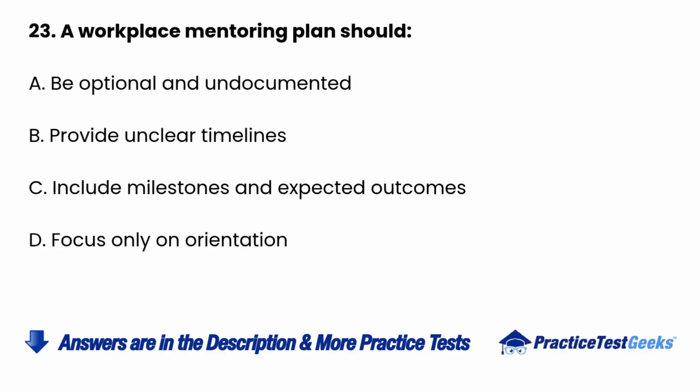23. A workplace mentoring plan should: A. Be optional and undocumented. B. Provide unclear timelines. C. Include milestones and expected outcomes. D. Focus only on orientation.